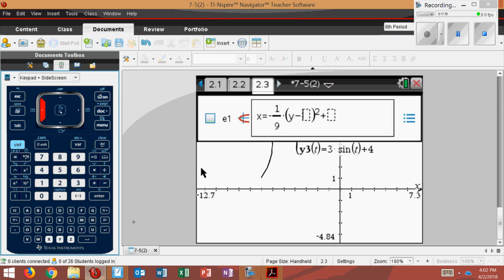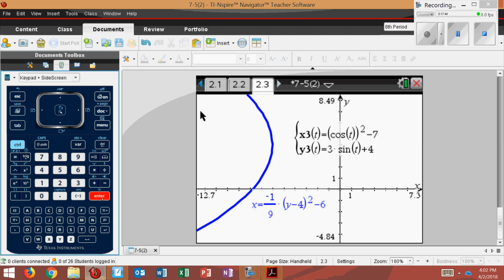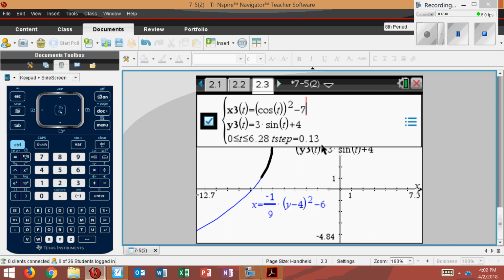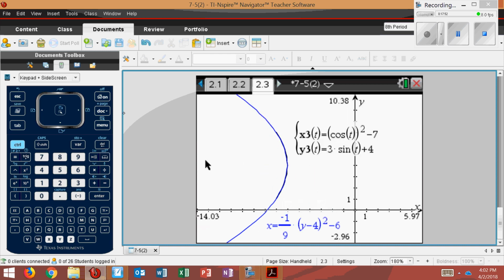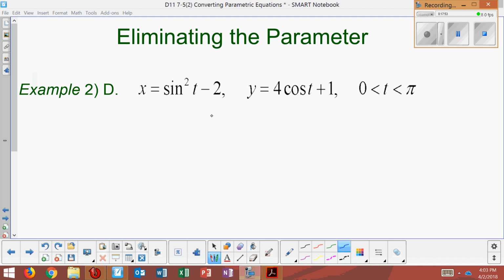Was it minus 4? So I just leave it. Already has the minus. And then over here it was minus 6. Negative 6 there. Press enter. And you'll see the graph matches perfectly. So we have, in fact, found the right answer. Those match. Finally, I have one more.